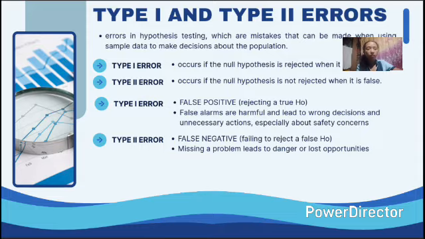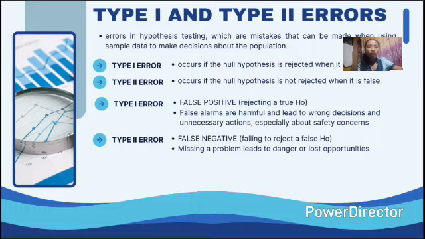There are two types of errors, type 1 and type 2 errors. These errors in hypothesis testing are the mistakes that can be made when using sample data to make decisions about the population. A type 1 error occurs if the null hypothesis is rejected when it is true. A type 2 error occurs if the null hypothesis is not rejected when it is false.